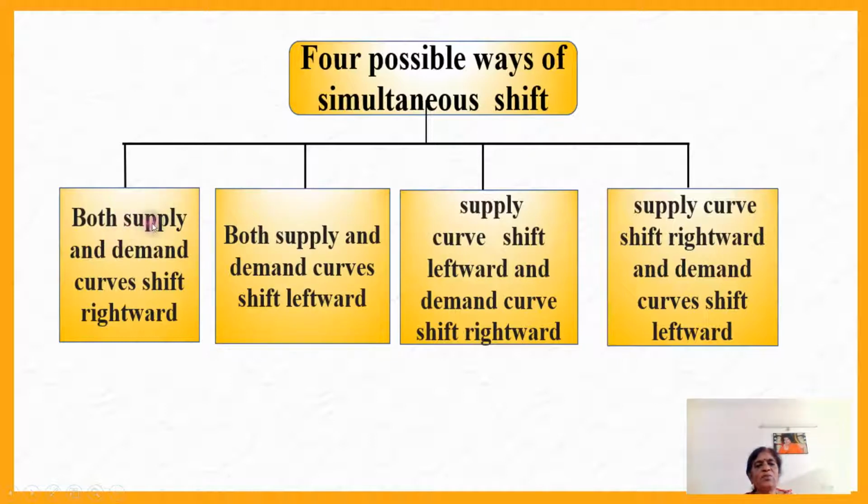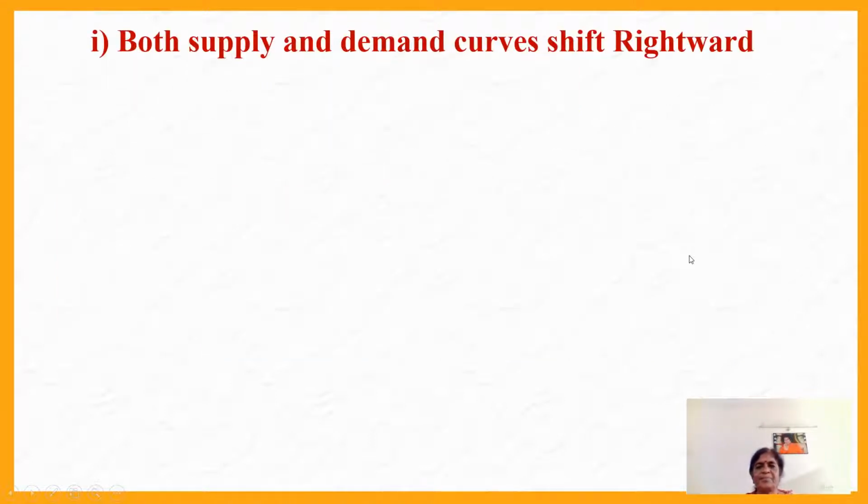The first one, both supply and demand shift rightward, that means both in the same direction. The second possibility, both supply and demand curve shift leftward. This is also in the same direction but leftward. The third possibility, the supply curve shifts leftward and demand curve shifts rightward. This is opposite to each other. The fourth one, the supply curve shifts rightward, demand curve shifts leftward. This is also opposite direction to each other.